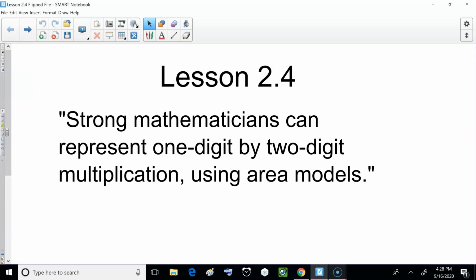Strong mathematicians can represent one digit by two-digit multiplication using area models. We've spent a lot of time learning our math facts, and now we're starting to expand our numbers to get even bigger numbers, so it's not a one digit by one digit. Today is one digit by two, and we're looking at using area models. So grab your notebook, write today's date and the lesson, and let's begin.